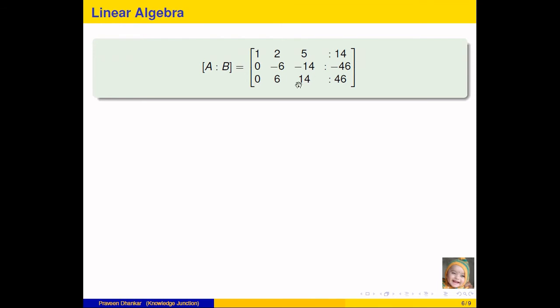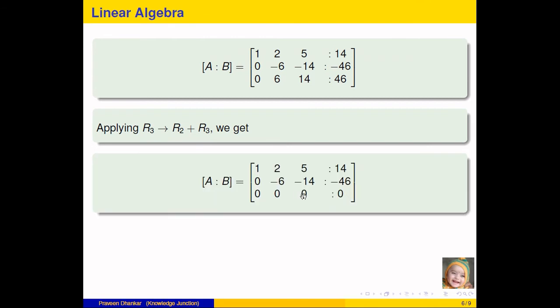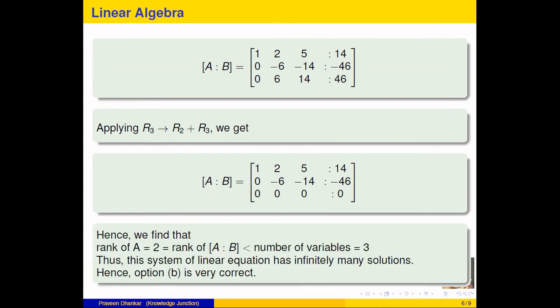Now simply apply the operation of adding R2 to R3. So we apply R3 as R2 plus R3. Our matrix turns into 1 2 5 14, 0 minus 6 minus 14 minus 46, and 0 0 0. Your R3 turns into all zeros. So we find that the rank of A equals 2.